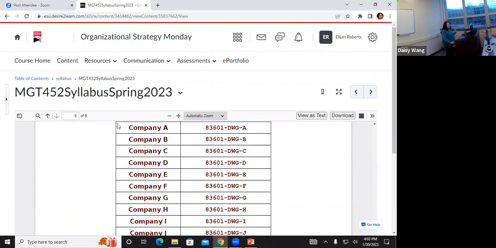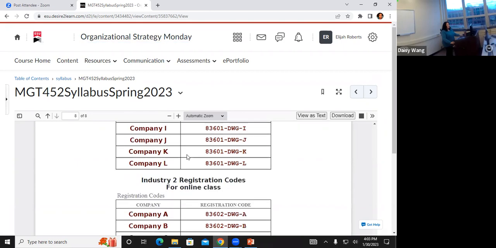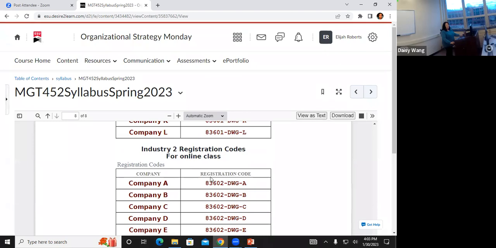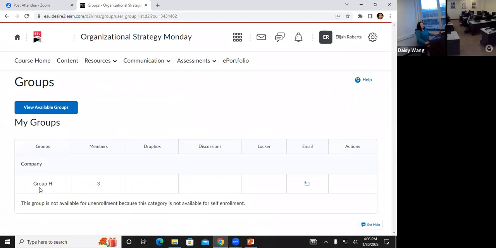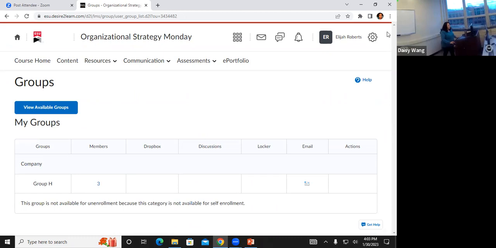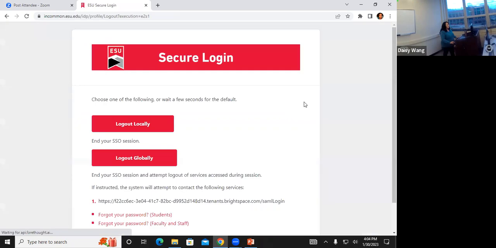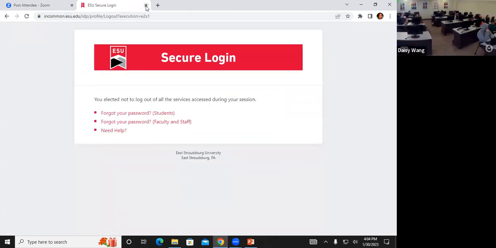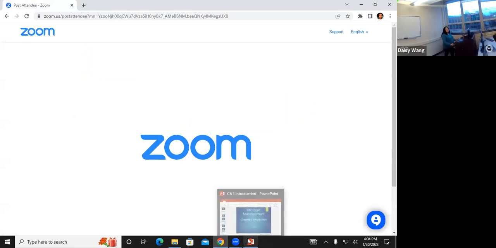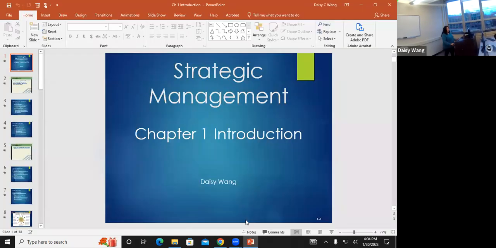And when you log in, if you see all strategy online, then you have to use the code for the online class. Okay, so go to communication, groups, and then figure out what group you belong to. So that's it. Let me log out.